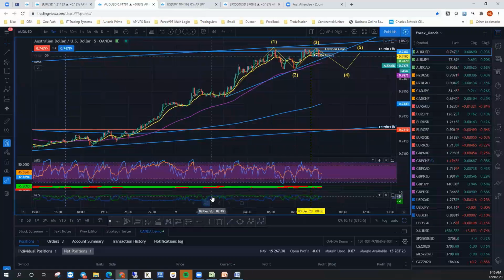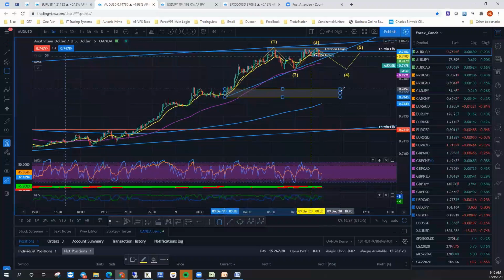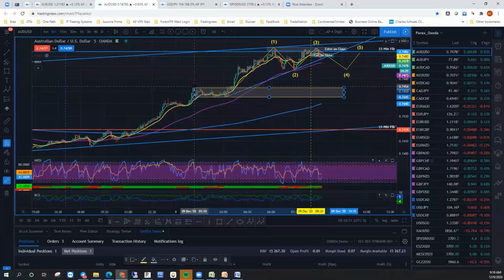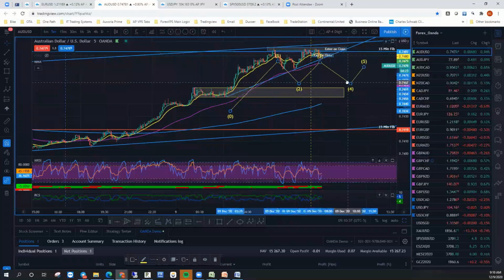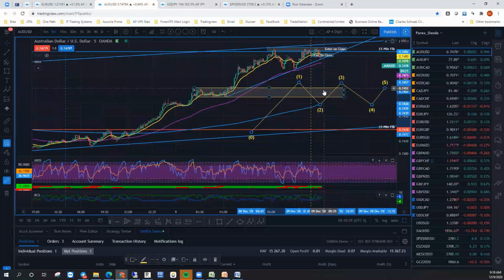This area right here is pretty much where the London session opened up. There was the overnight basing. London opens up, comes back up. And so we may get a retest of this area down in here.